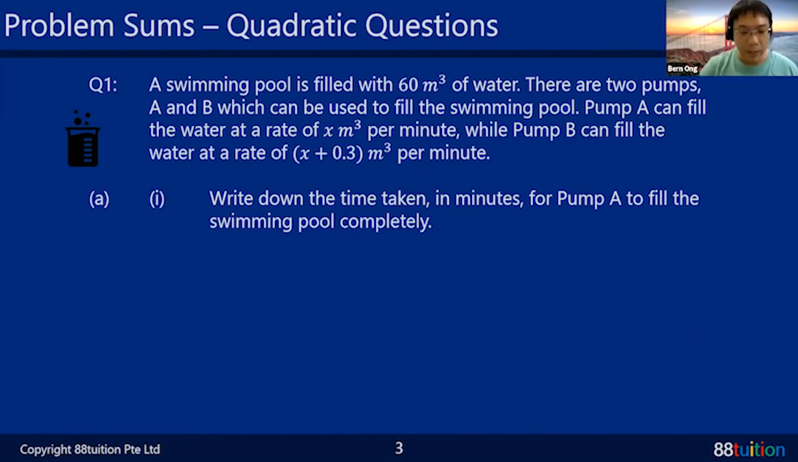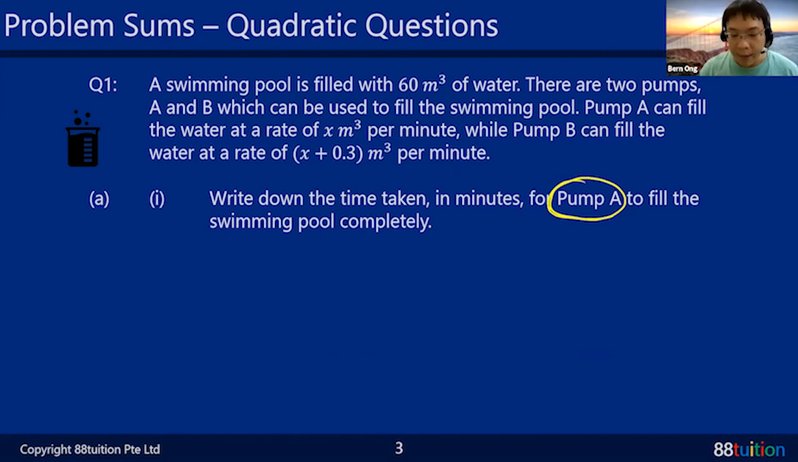Let's go. Question 1: a swimming pool is filled with 60 cubic meters of water. There are two pumps, pump A and pump B, which can be used to fill the swimming pool. Pump A can fill the water at a rate of x cubic meters per minute. Pump B can fill the water at a rate of x plus 0.3 cubic meters per minute. Write down the time taken in minutes for pump A to fill the swimming pool completely. So now you only want pump A, not both filling the pool together. You just want pump A to be filling up the swimming pool.